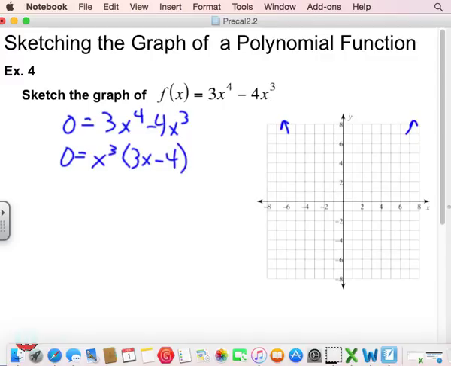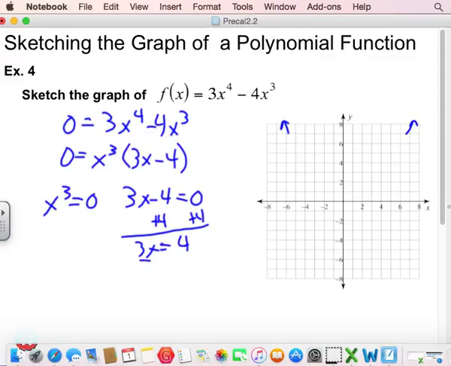So now set each factor equal to 0 that has a variable in it. So right here I'm going to add 4. So 3x equals 4. And then divide by 3. So x equals 4/3. So I know I'm going to have an x-intercept somewhere at 1 1/3, so right around in there. All right, then to solve the other one, I get rid of a cube, so I need to take the cube root. So x equals the cube root of 0, which is 0.